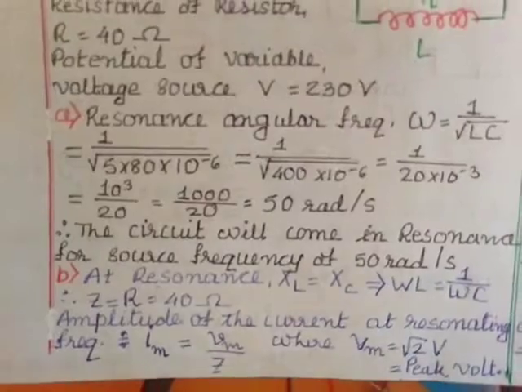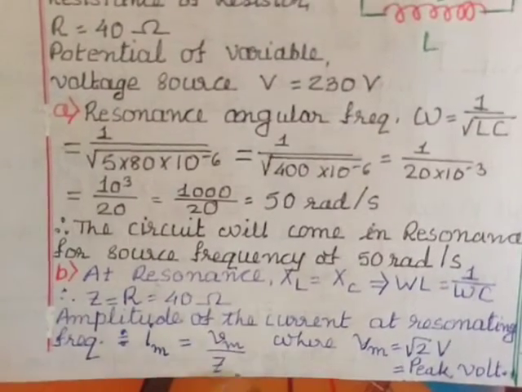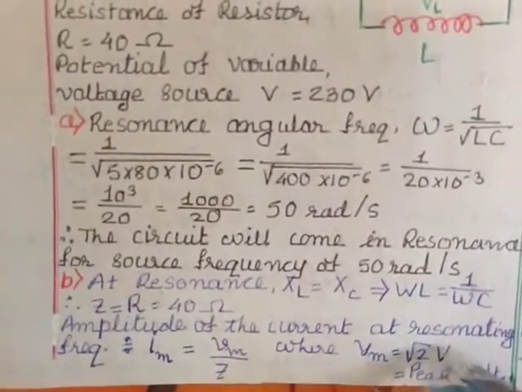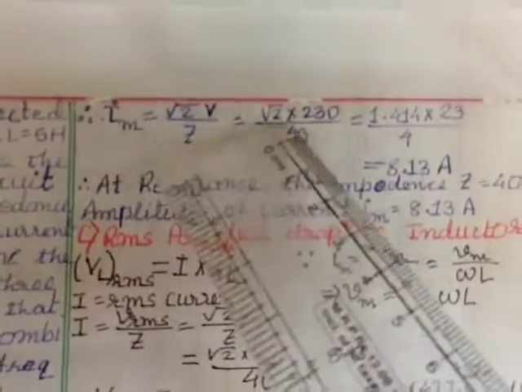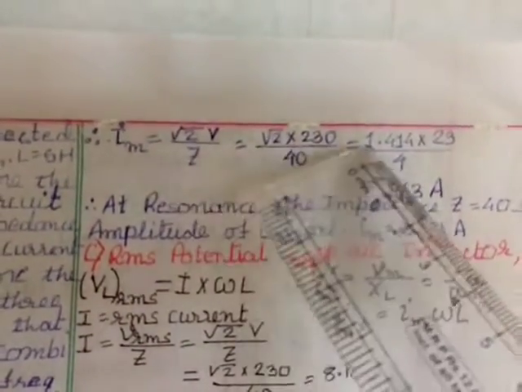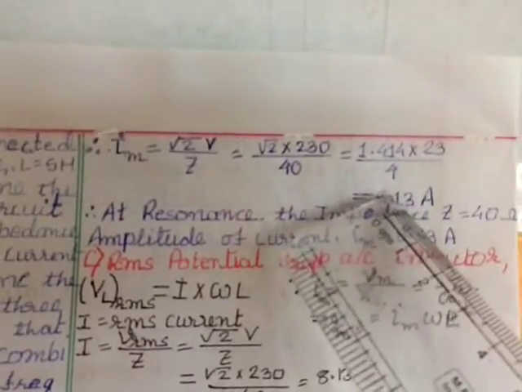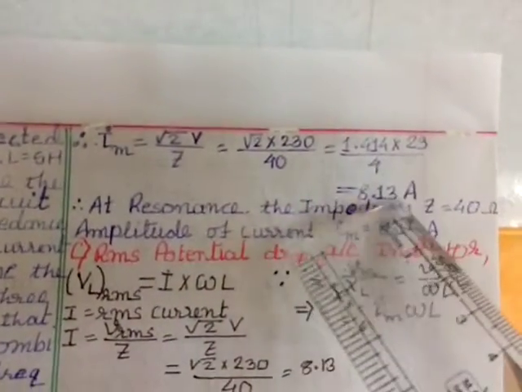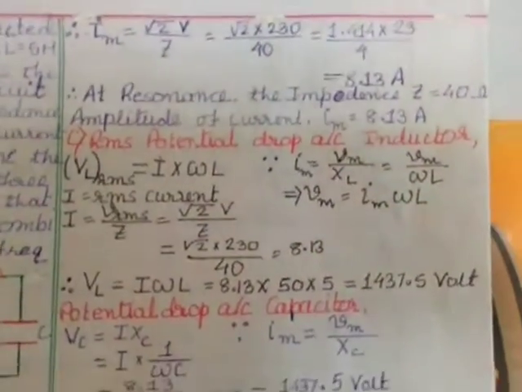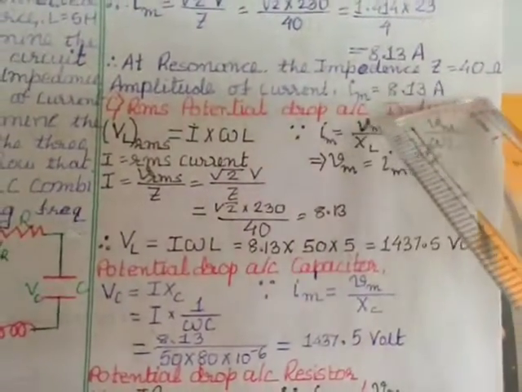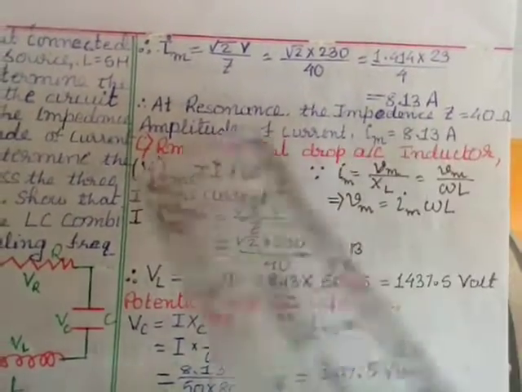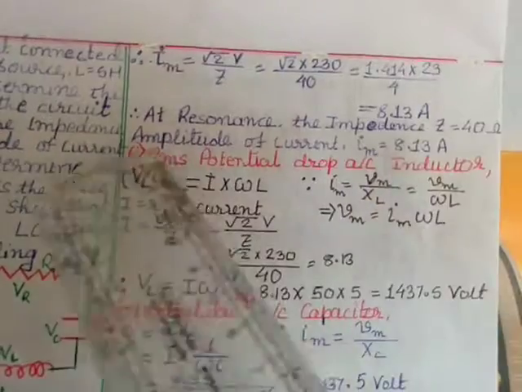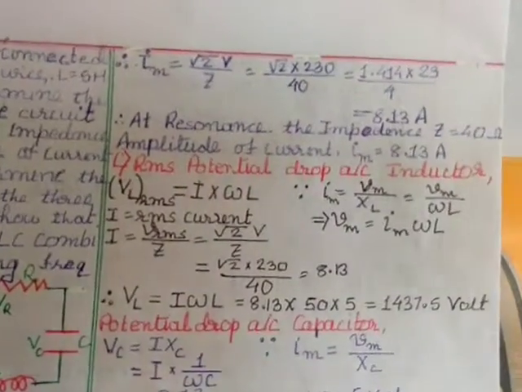Amplitude of the current at resonating frequency Im is equal to Vm by Z, where Vm is equal to root 2 into V. So we put the value root 2 into V. So Im is equal to root 2 V divided by Z, equal to root 2 into V value 230 divided by 40. Root 2 is 1.414 into 23 divided by 4. Simplify, you get 8.13 ampere. So that is the solution: the impedance Z is equal to 40 ohm and the current Im is equal to 8.13 ampere. At resonance, the impedance is equal to 40 ohm and the amplitude of the current Im is equal to 8.13 ampere.